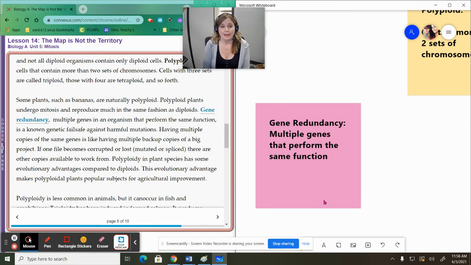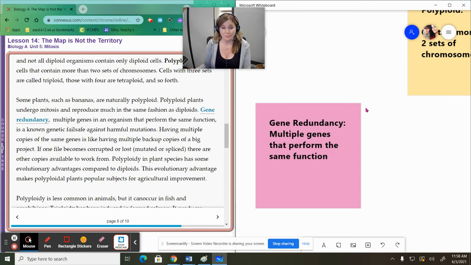Some of these mutations are helpful, but oftentimes they are harmful. So what polyploid organisms have as an advantage is backup genes, essentially. This gives them an insurance policy in case something goes wrong. In case one of their essential genes becomes mutated, they will have another gene that can perform that same function, and so they're still able to live, reproduce, grow, and do the things that they need to do.